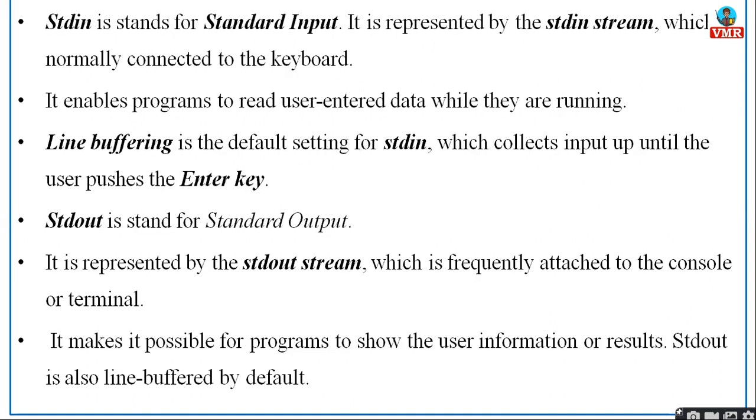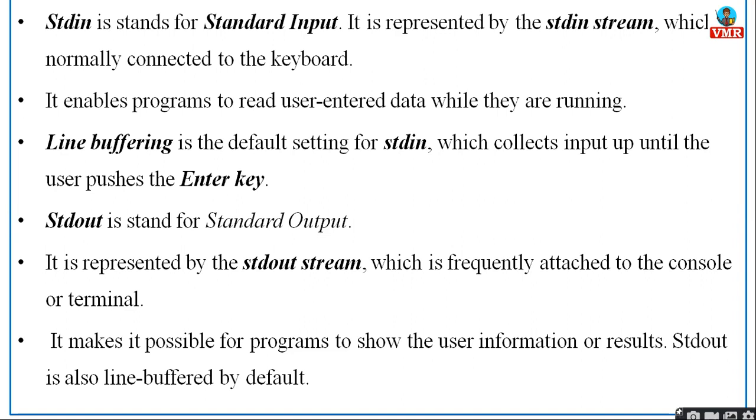Next, stdin stands for standard input. It is represented by the stdin stream, which is normally connected to the keyboard. It enables programs to read user-entered data while they are running the code. Line buffering is the default setting in stdin, which collects input until the user pushes the enter key, right? So if I execute my code after giving an input value, I'll definitely press enter. Unless you give the enter key, it is not going to move into the next statement. That buffering is given by the line buffering in your stdin.